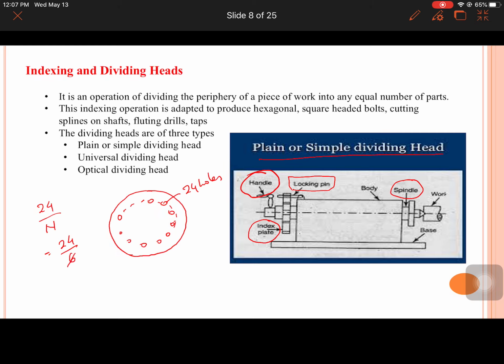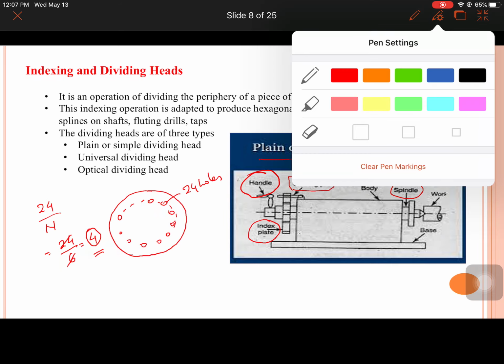In this particular example, that is 24 by 6, which is equivalent to 4. So what it means is, if you rotate this handle for 4 complete revolutions, then you can generate the hexagonal bolted surface on the cylindrical work part. And this is also called rapid indexing.